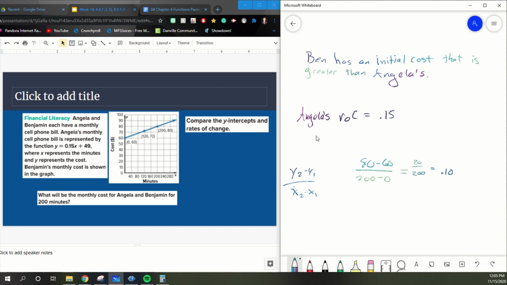So Ben has a rate of change of 0.10. So the rate of change for Ben's bill is 10 cents per minute, so Angela pays more per minute than Ben. And that's how you interpret that.